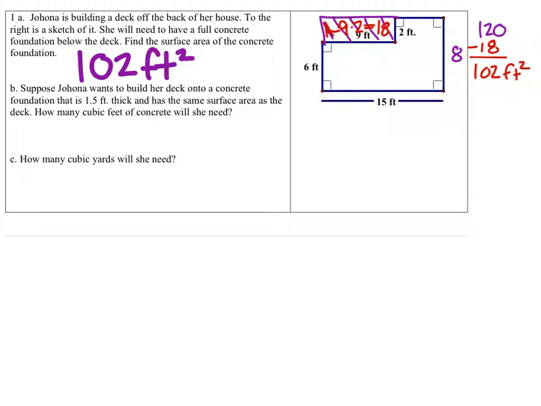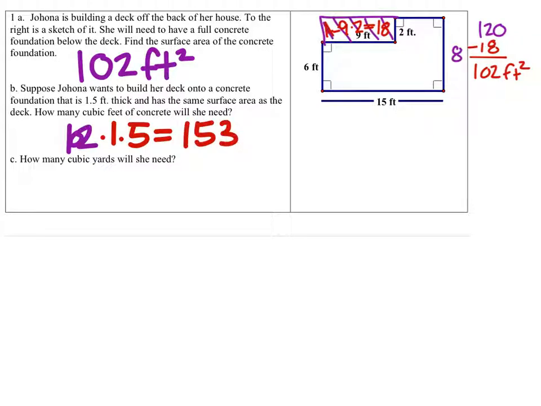Now suppose that person wants to build her deck onto a concrete foundation that is 1.5 foot thick and has the same surface area as the deck. How many cubic feet of concrete will she need? Well, if this is the surface area, 102 feet squared, the depth is all we need to multiply it by to find how much volume of concrete we will need.